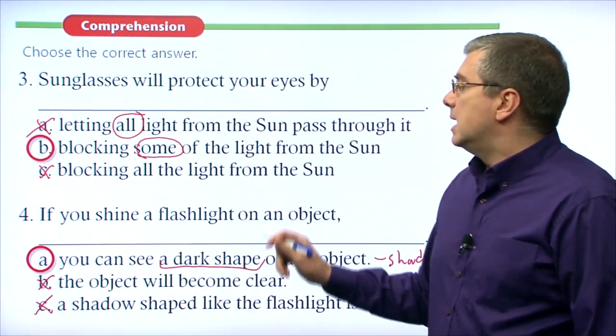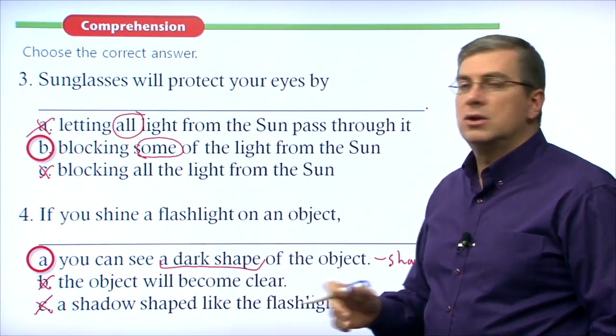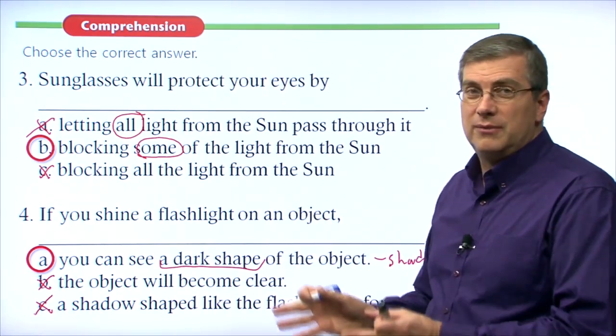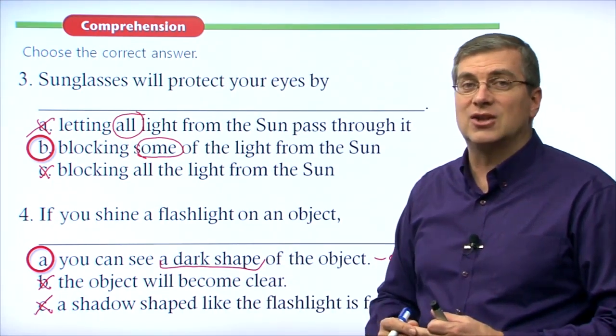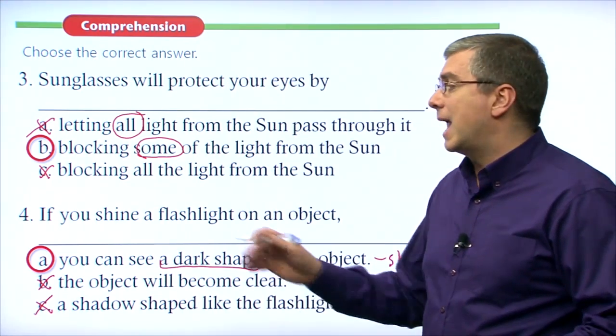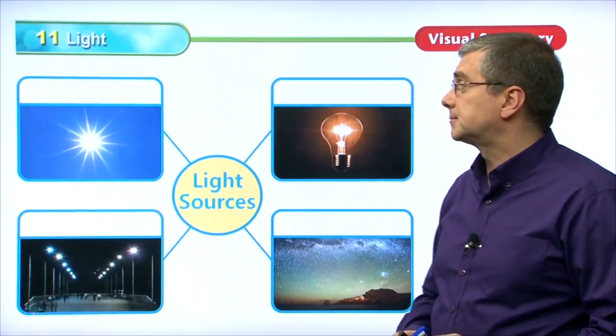The right answer is, if you shine a flashlight on an object, you can see a dark shape of the same object that you're shining the flashlight on. That, of course, is a shadow. A is the correct answer.